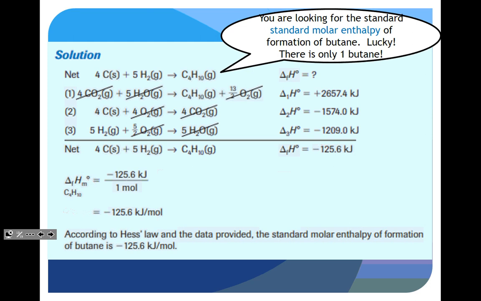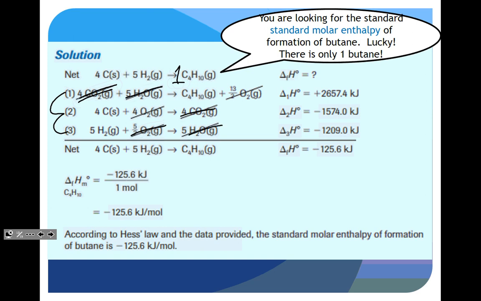You're looking for standard molar enthalpy formation of butane. Lucky there's only 1 butane. Notice here how there's 1 butane. So it's going to be already over 1 mole. All right, so these are the things that you have to do, and you have to cross out. Remember, there's 4 carbon dioxides here, 4 carbon dioxides here, they cross out. 5 waters, 5 waters, they cross out.